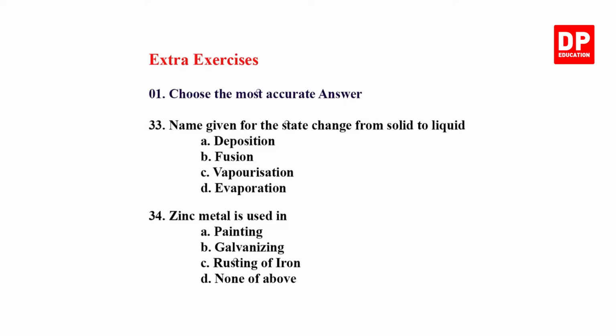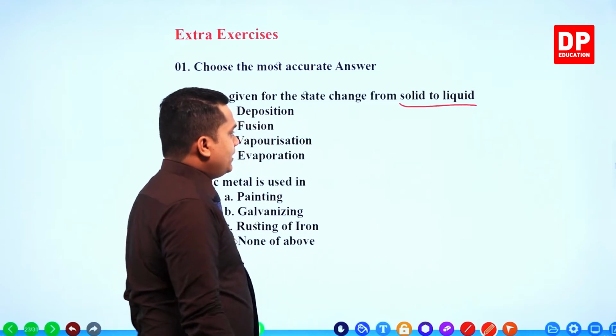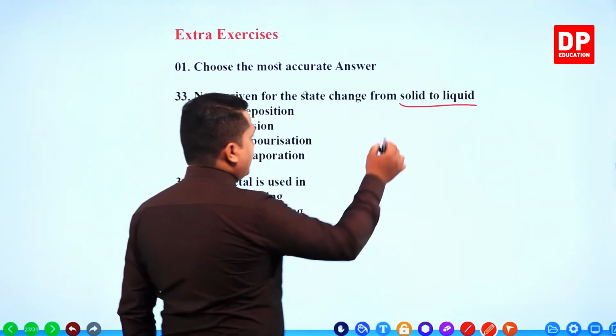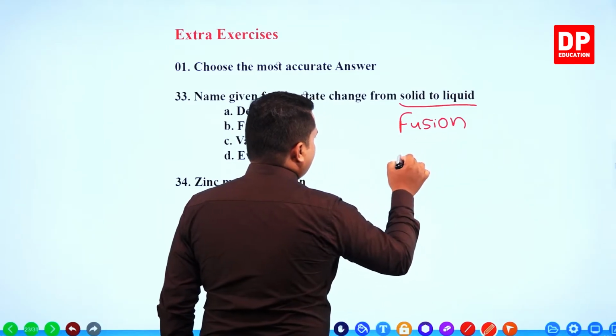Name given for the state change from solid to liquid. Solid turning into a liquid. Solid turning into a liquid is called fusion, or else melting.